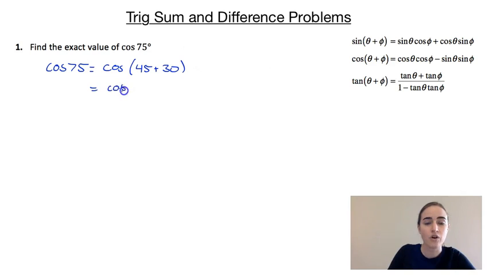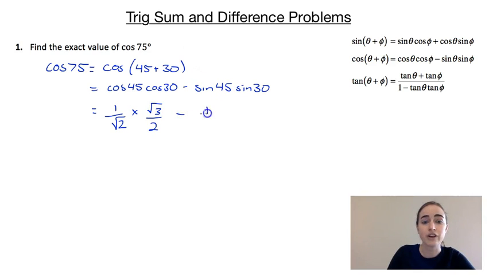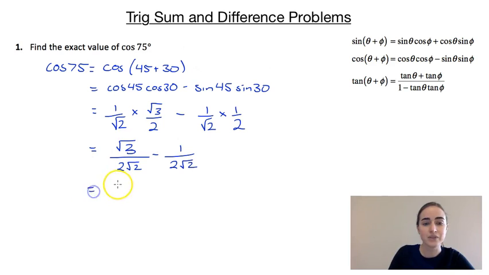So that means we're going to have cos of 45, cos of 30, minus sine 45, sine 30. And we do know all of those exact values. So cos of 45 is 1 on root 2, cos of 30 is root 3 on 2, minus sine 45 is 1 on root 2 as well, and sine of 30 is a half. So now if we simplify those down, we'd have root 3, not root 2, over 2 root 2 minus 1 over 2 root 2. So bringing that together, we could have root 3 minus 1 over 2 root 2.